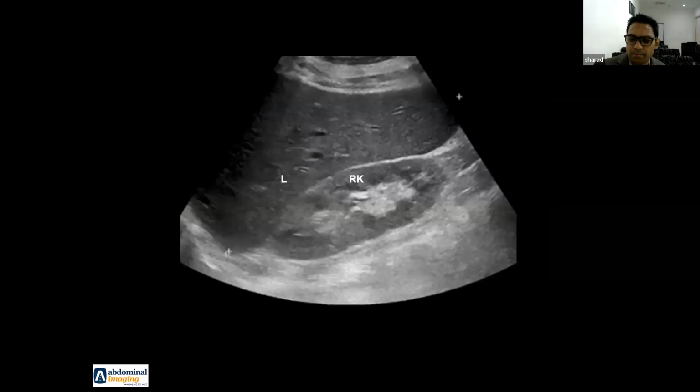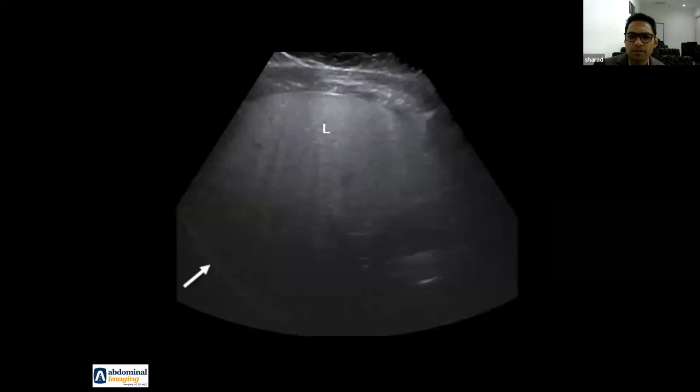So this is a normal ultrasound and this is abnormal where there is fat. Now the one problem with ultrasound is a lot of these patients are obese and we have limited posterior visibility. So if you see such a patient, it is better to suggest cross-sectional imaging further.